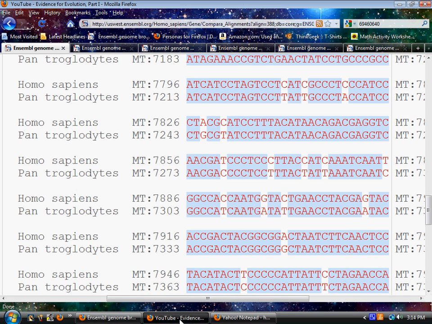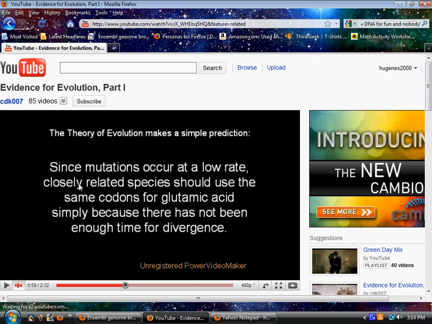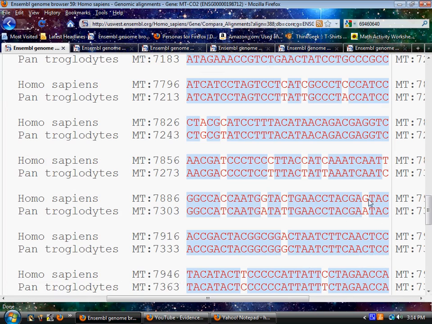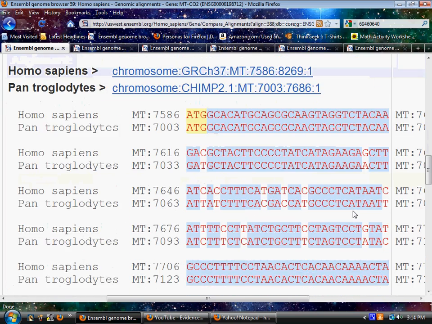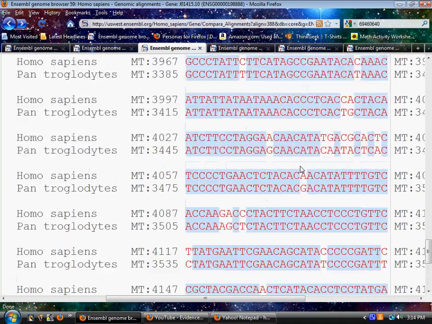So let's take a look at that prediction again. Since mutations occur at a low rate, closely related species should use the same codons for glutamic acid. And we have two examples here where they do not use the same codons for glutamic acid. Let's keep going.